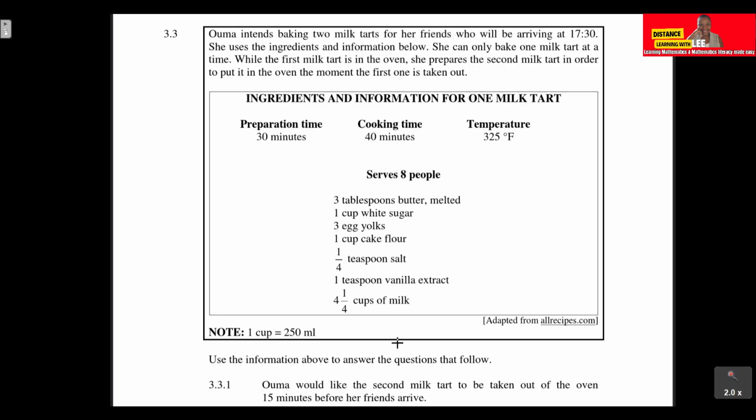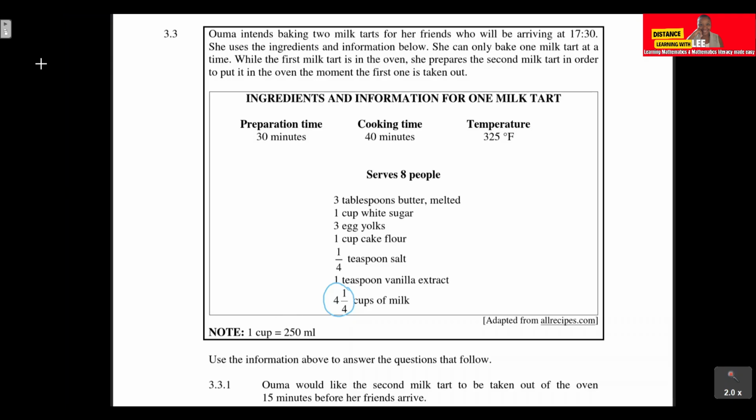Then we're also given these ingredients here that serve 8 people: 3 tablespoons of butter melted, 1 cup of white sugar, 3 egg yolks, 1 cup of cake flour, a quarter teaspoon salt, 1 teaspoon vanilla essence, and 4 1/4 cups of milk. Okay, so I'm going to show you quickly how we can convert this mixed fraction into an improper fraction. These are things that you guys have been doing in grade 7. Hopefully you guys still remember grade 7, grade 8, grade 9. You should be able to convert this mixed fraction into an improper fraction.